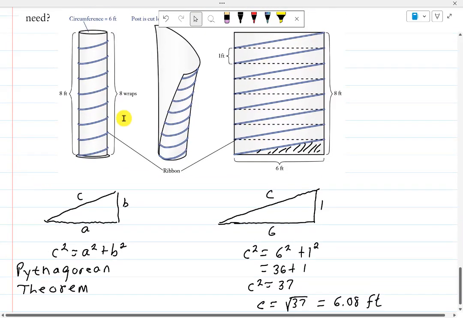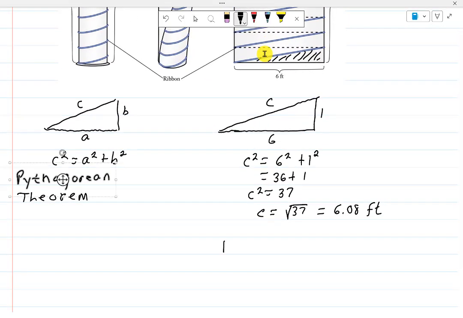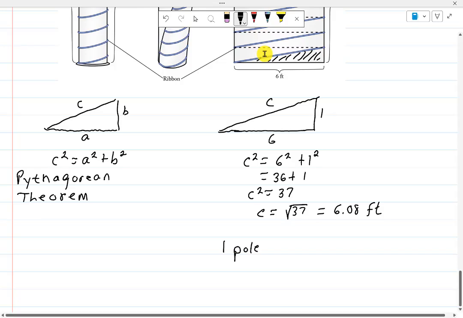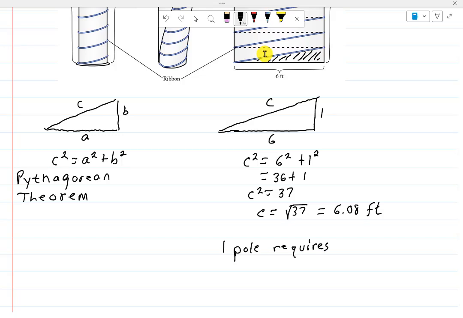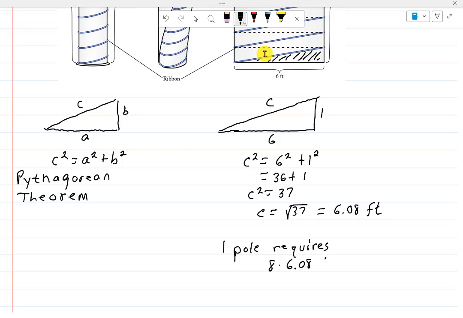But now, on this one pole, he had 8 of them. So for that one pole requires, so we're going to have 8 times 6.08. And that's going to be 48.64.